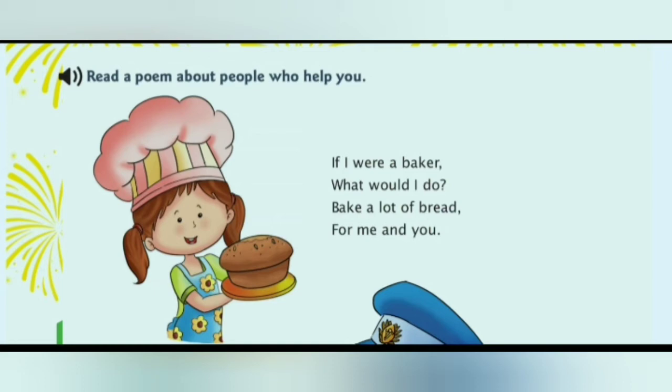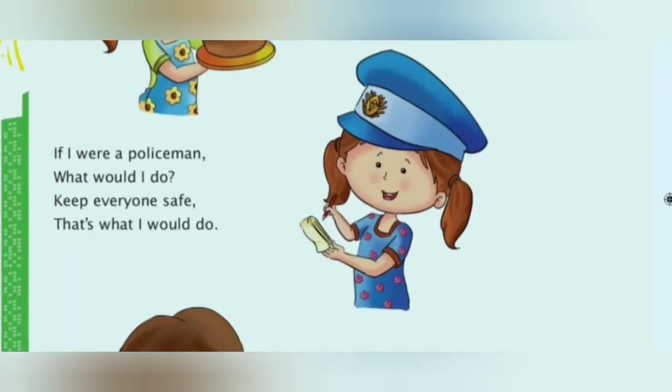Let's read the next stanza. I'm telling you again that I'm not going to explain the poem today. This is only a reading session. Next stanza. I'm going to read in slow process. Come with me. If I were a policeman, what would I do? Keep everyone safe. That's what I would do.